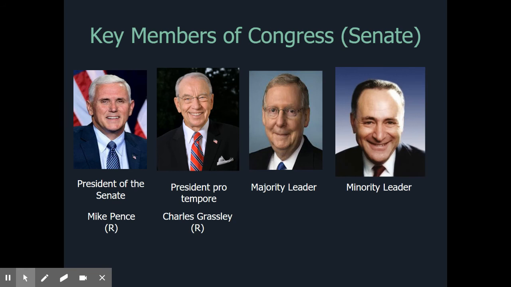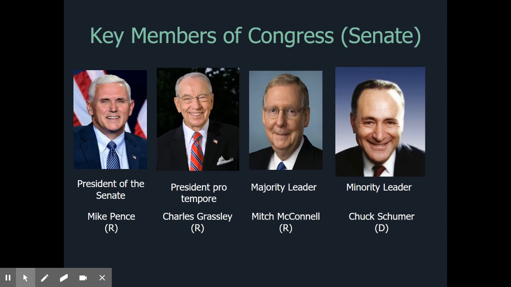The major leaders on a daily basis of the Senate, however, are the majority leader and the minority leader. The majority leader of the United States Senate is Mitch McConnell, who's a Republican senator from Kentucky, and the minority leader is Chuck Schumer. He's a senator from New York. He's a Democrat. So just like the House, it's the majority and minority leaders' responsibilities to appoint the members from their party to their respective committees. So McConnell is assigning Republicans to committees, and Schumer is assigning the Democrats.